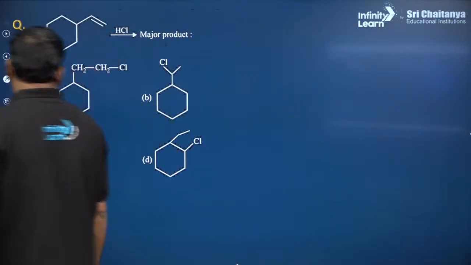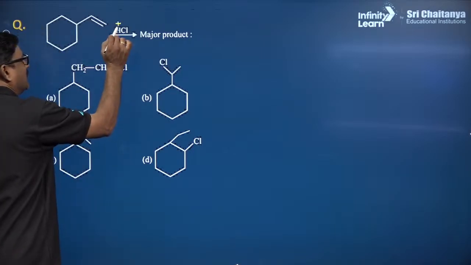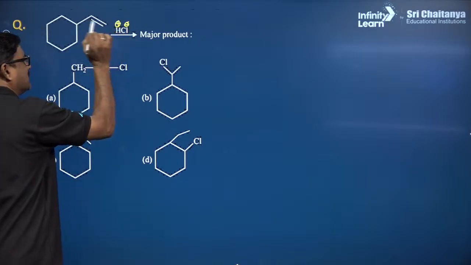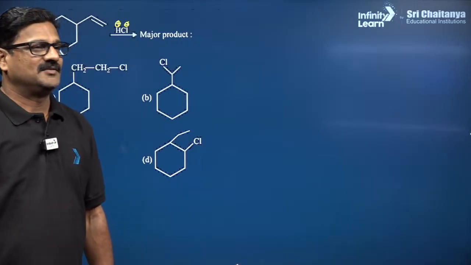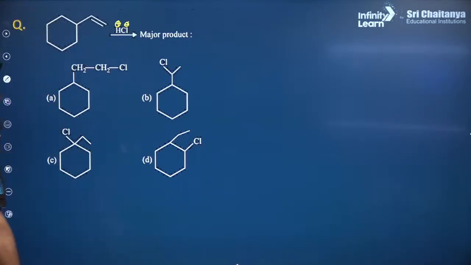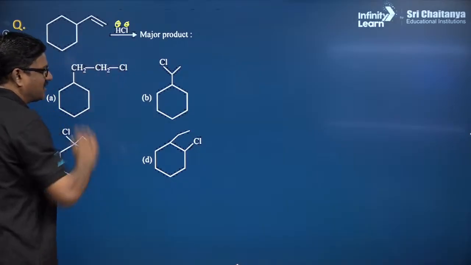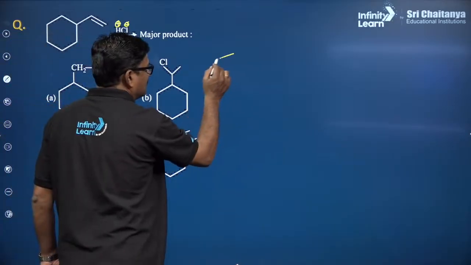H plus and Cl minus. This product has to be given according to the Markovnikov rule. So the product is going to be, it is an electrophilic addition reaction. So let's see.